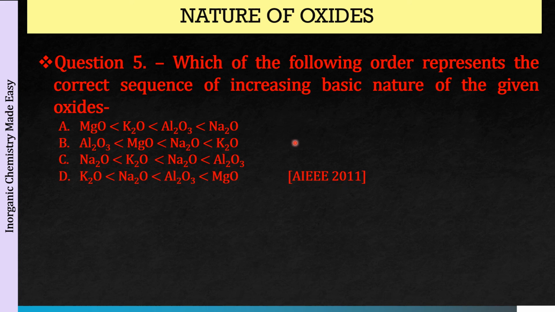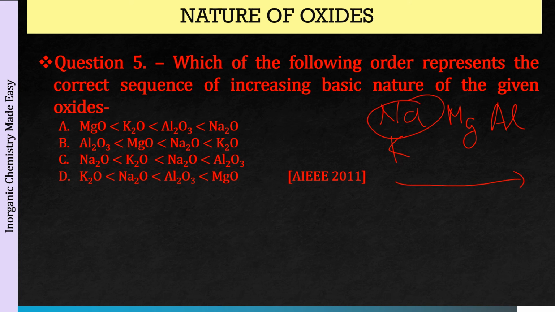Now in this question, if you look at the compounds that we have: magnesium oxide, potassium oxide, aluminium oxide and sodium oxide. What you are supposed to do is arrange them in the periodic table. So we have sodium, potassium, magnesium and aluminium. In a period, we know that the basic character is going to decrease.